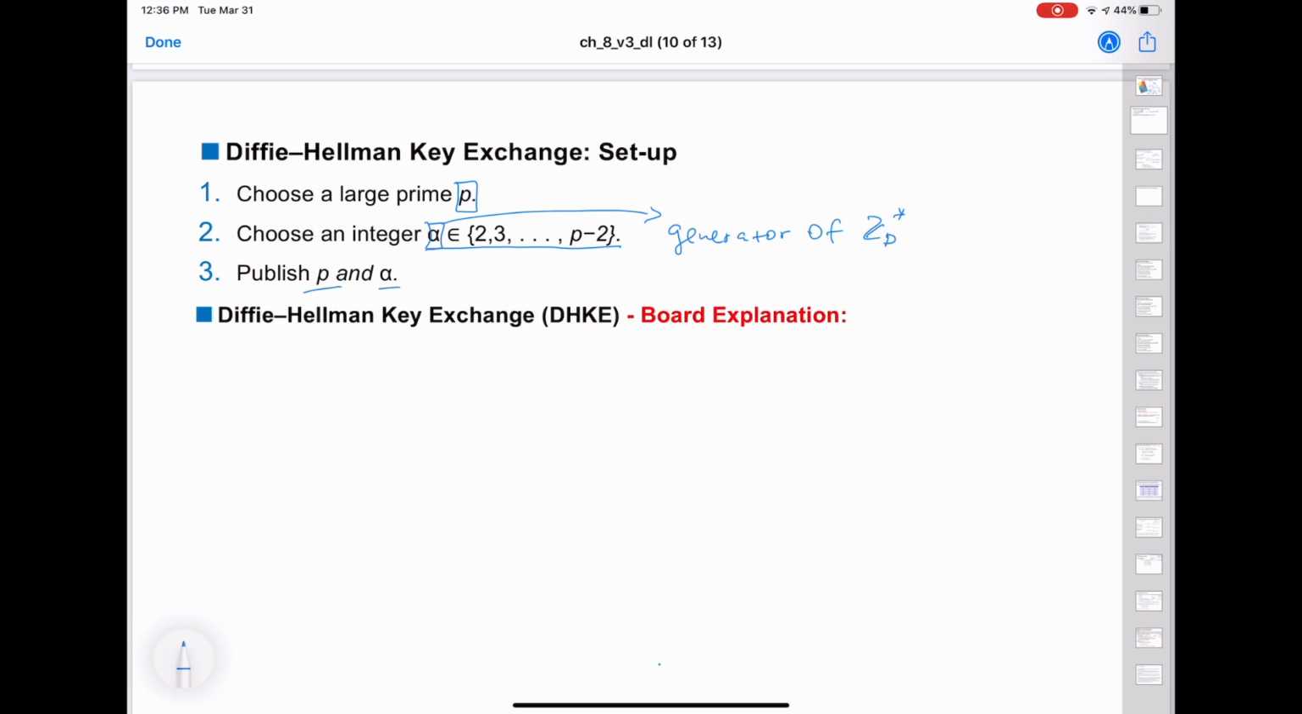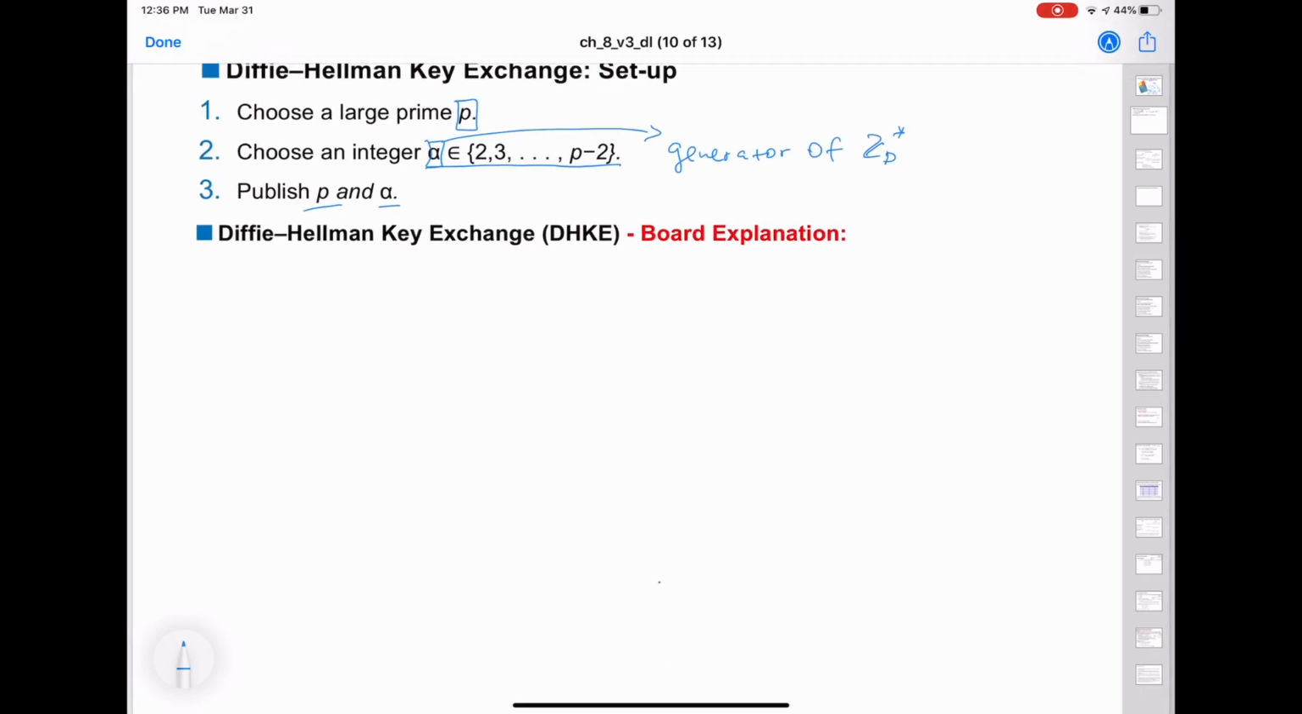Before we talk about Diffie-Hellman key exchange, what we're going to do is give Alice and Bob P and alpha. P is a large prime number, and alpha is the generator.